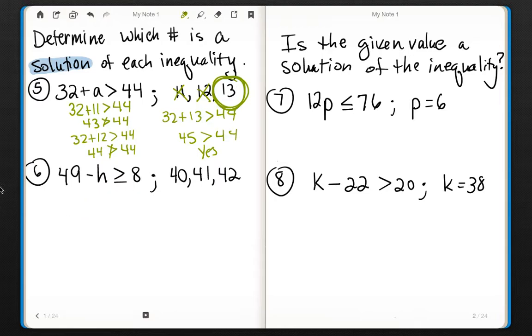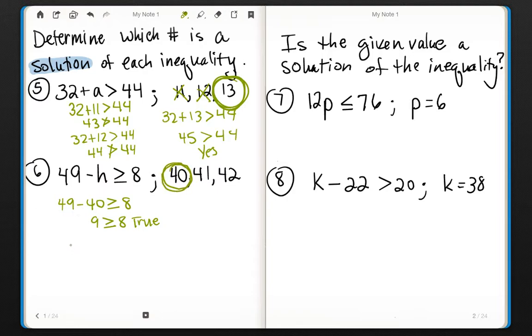All right, let's try number 6. Let's plug each of these in. We'll start with 40. 49 minus 40 is greater than or equal to 8. So we get 9 is greater than or equal to 8. Is that true? Yes, that's true. So therefore, we put in 40. That means 40 is a solution.